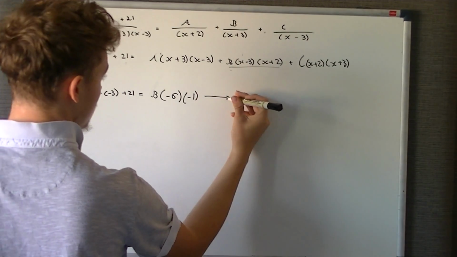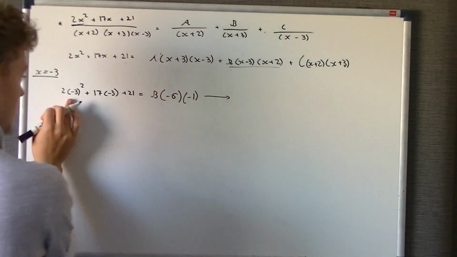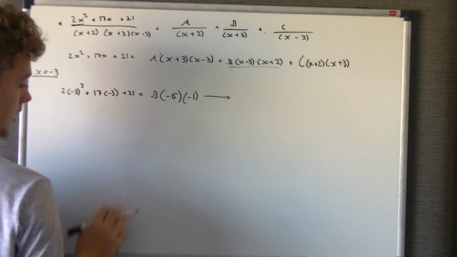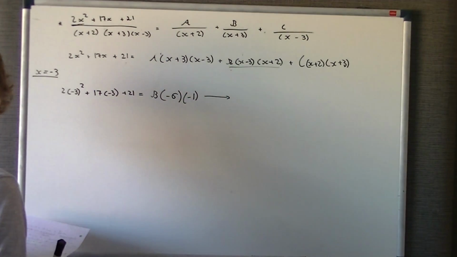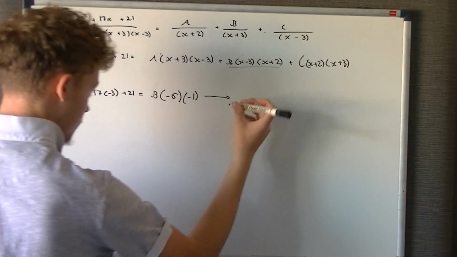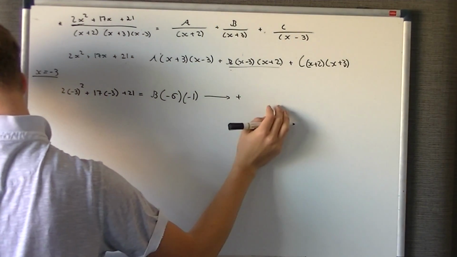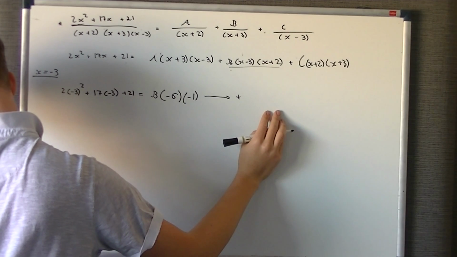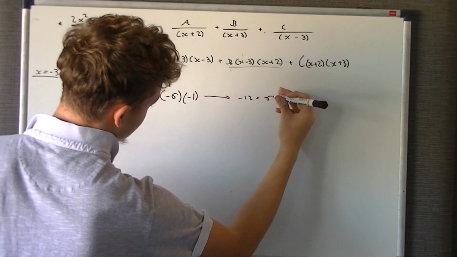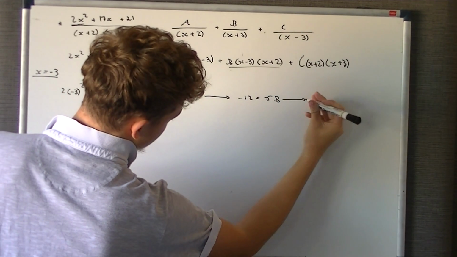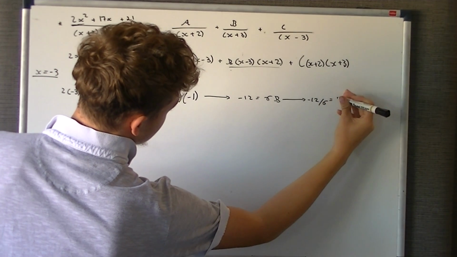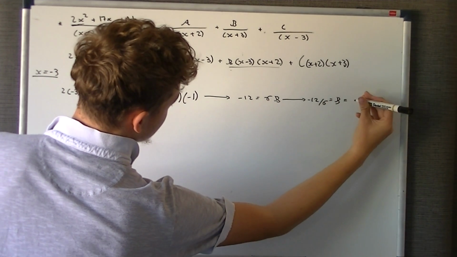So obviously that would leave you with, on the left hand side of the board we said, 2 times minus 3 squared, so 2 times 9, 18, 17 times minus 3, plus 21, and that all comes to negative 12, and that's equal to positive 6b. So what we do is divide both sides by 6, so minus 12 over 6 equals b, and that equals minus 2.